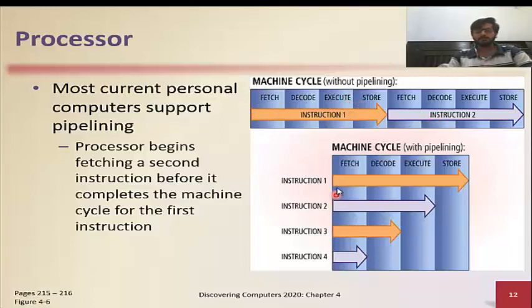But what happens here, we have different instructions working at different levels. Instruction 4 is working up to the fetch level, instruction 3 is at the decoding level, instruction 2 is at the execution level, and similarly instruction 1 moves towards the store level. So we have different levels available when working with the pipelining approach, and with the help of pipelining we can perform multiple tasks at the same time.